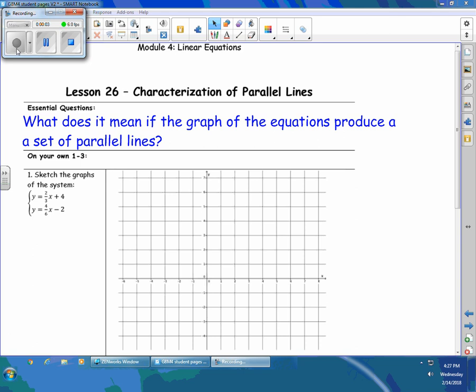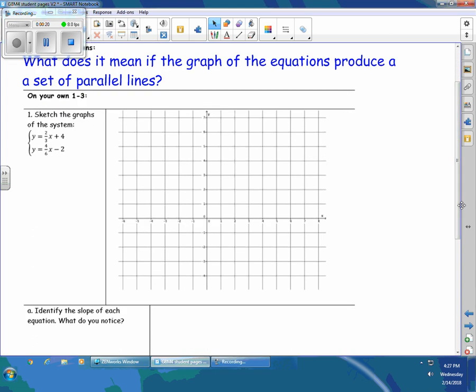This is Module 4, Lesson 26, Characterization of Parallel Lines. And your essential question for this lesson is, what does it mean if the graph of the equations produce a set of parallel lines? So we're still working with systems of equations, we're still working with graphing, and now we're just interpreting the graphs when we take a look at them.